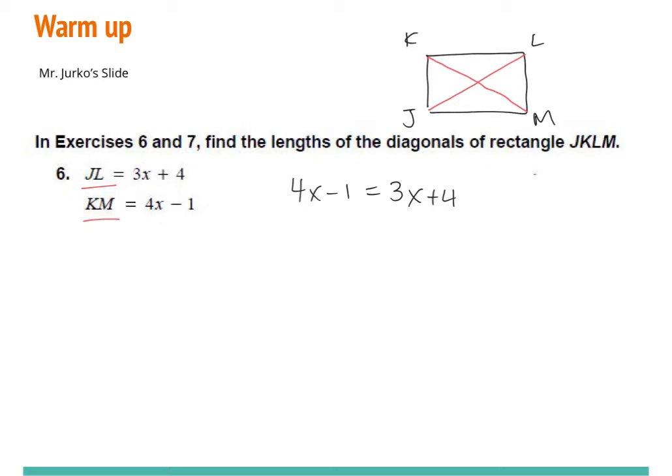The second thing, what do we know about the diagonals of a rectangle? They're not parallel. Yes, they're congruent. The diagonals of a rectangle are congruent. So therefore, now we can say that 4x minus 1 equals 3x plus 4.